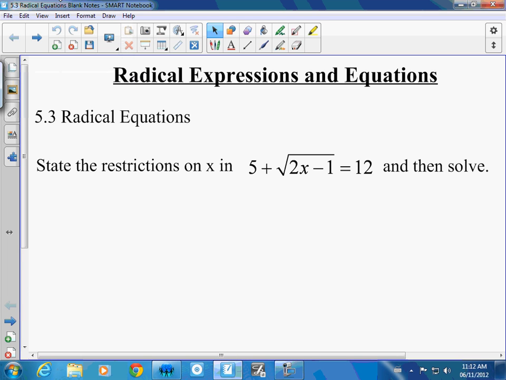Okay, so we'll start with radical equations. Now, when we do radical equations, basically we're taking the radical sign, but we're solving for x now. Right now we have an equal sign, now we're solving. But there are restrictions on the radicals.